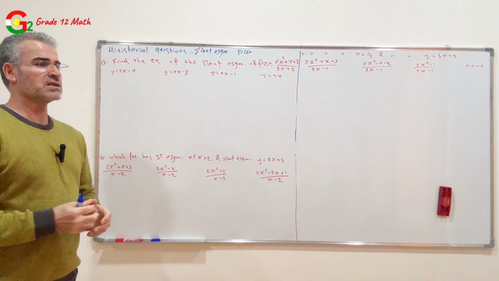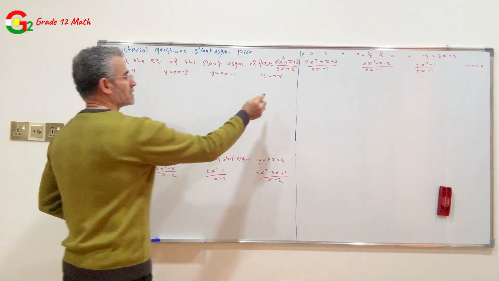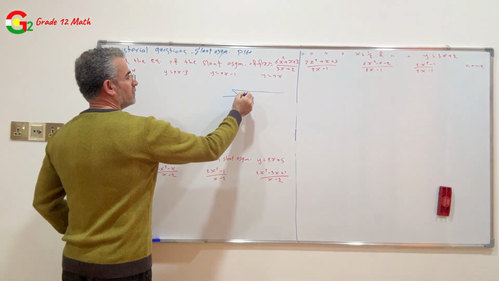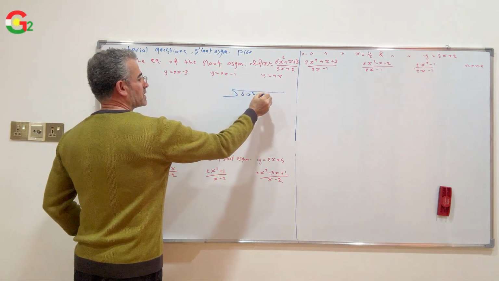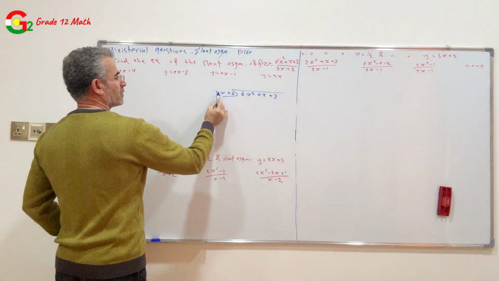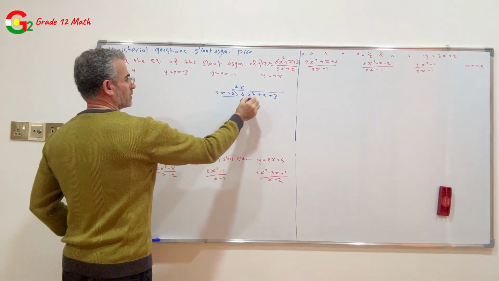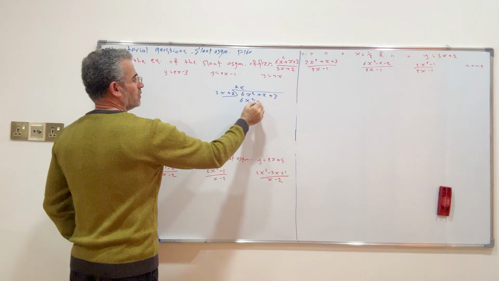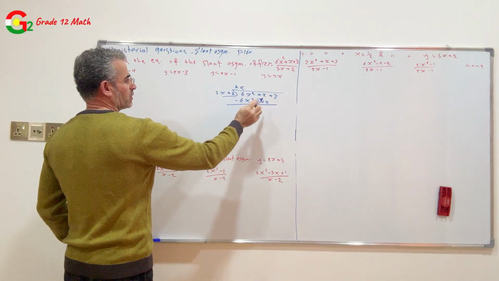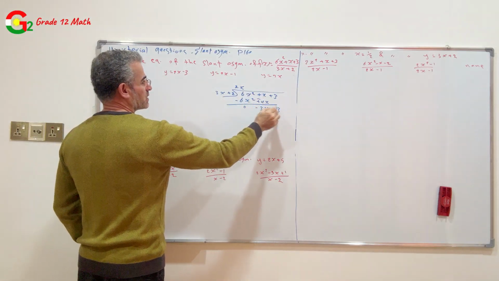Question number 13. Find the equation of the slant asymptote of the function f of x equals 6x power 2 plus x plus 3 over 3x plus 2. Divide 6x power 2 plus x plus 3 by 3x plus 2. 6x power 2 divided by 3x, 2x. 2x times 3x, 6x power 2, 2x times 2, 4x. By subtraction, 6x power 2 minus 6x power 2, 0, x minus 4x, negative 3x plus 3.